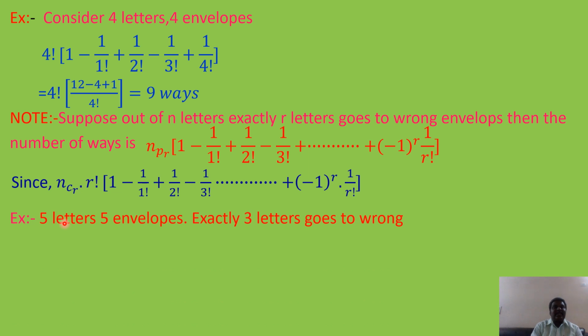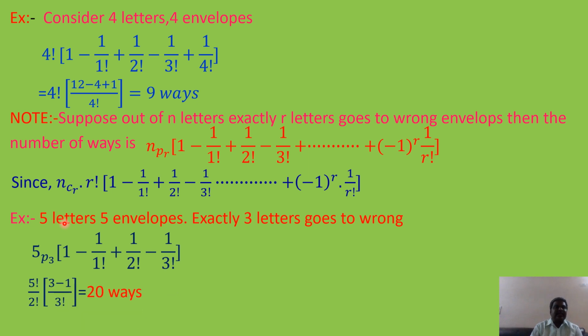Suppose 5 letters and 5 envelopes are there. Exactly 3 letters go to wrong envelopes. How many ways can we send them? So 5P3 into 1 minus 1 by 1 factorial plus 1 by 2 factorial minus 1 by 3 factorial. On simplifying, it is 20 ways. What is nPr? n factorial by n minus r factorial. That is 5 factorial by 2 factorial into, 1 gets cancelled, 1 by 2 minus 1 by 6, that is 3 minus 1 by 6. So 20 ways. The required number of ways is 20.